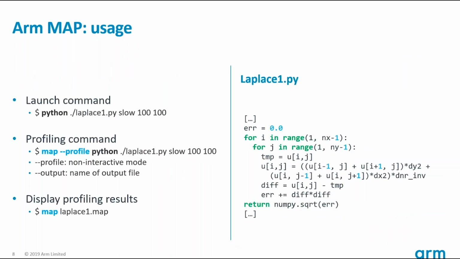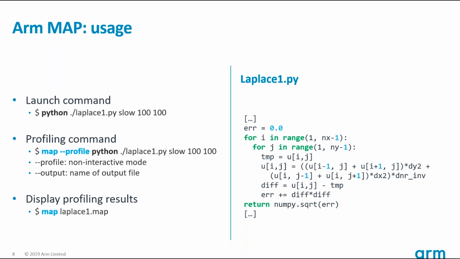So how can you use MAP to profile a code? Let's take an example of a sequential Laplace solver, which will handle an NX by NY matrix, as shown with the Python code snippet on the right. This application is run with the command python, followed by the name of the script. To profile it with MAP, this command just needs to be prefixed with the map command.